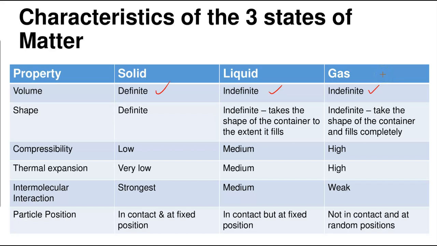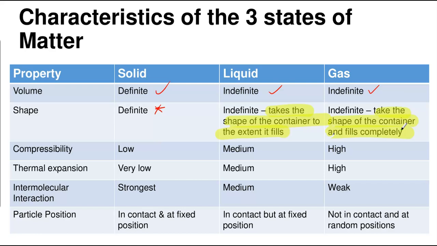What about the shape? The shape of the solid is definite. You see the shape always in corners, surrounded, a square, a sphere. But the shape of the liquid is indefinite. It rather takes the shape of the container to the extent that it fills. Whereas for the gases it's a different thing. It's indefinite. It takes the shape of the container and fills it completely. So if you put two mils of a gas inside a container that is big, it's going to fill it up because it's all constantly moving around.